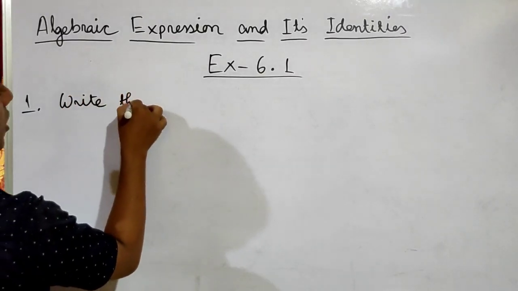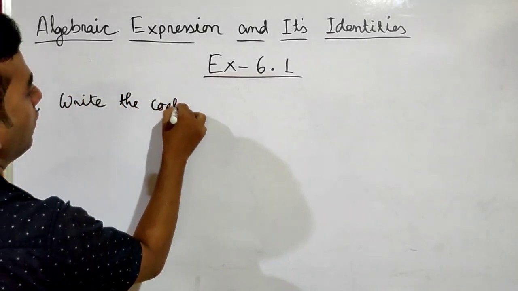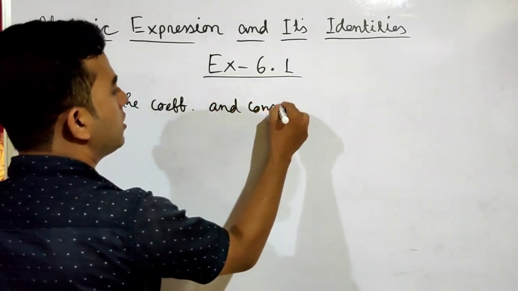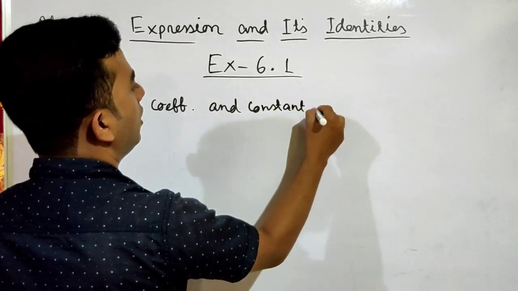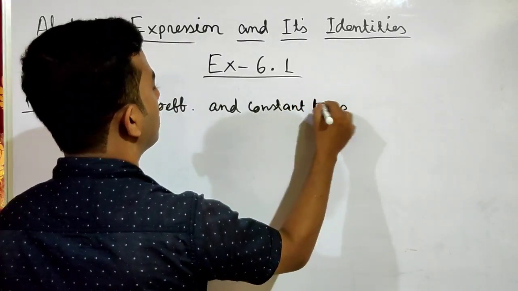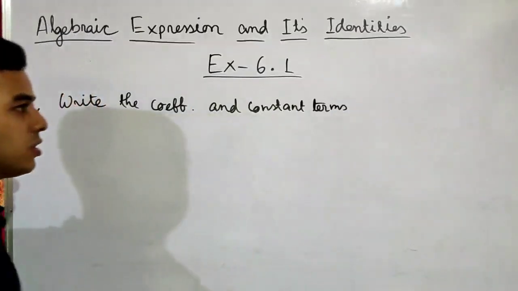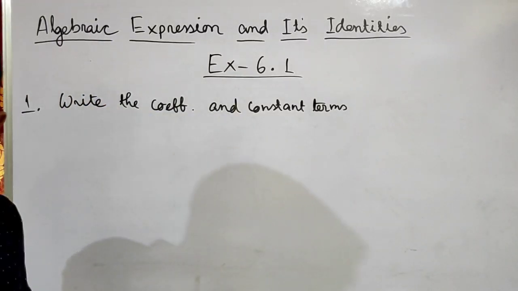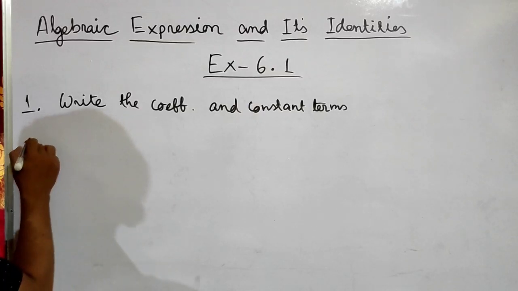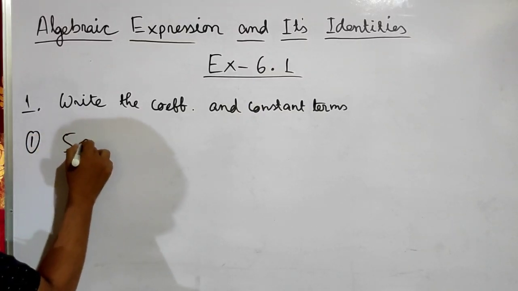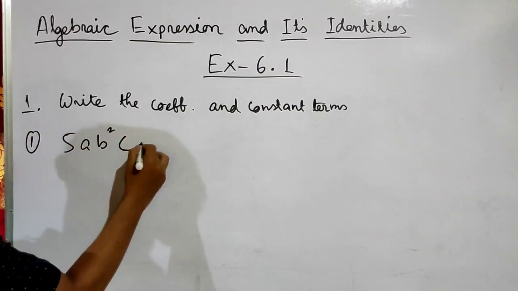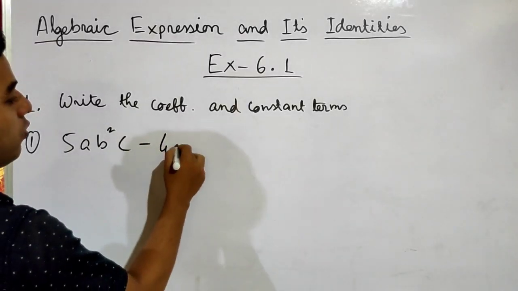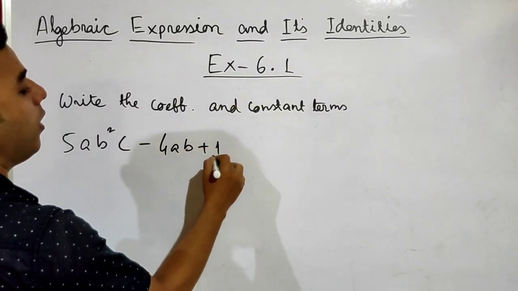Write the coefficient and the constant term. Number one expression: 5ab square c minus 4ab plus 1.